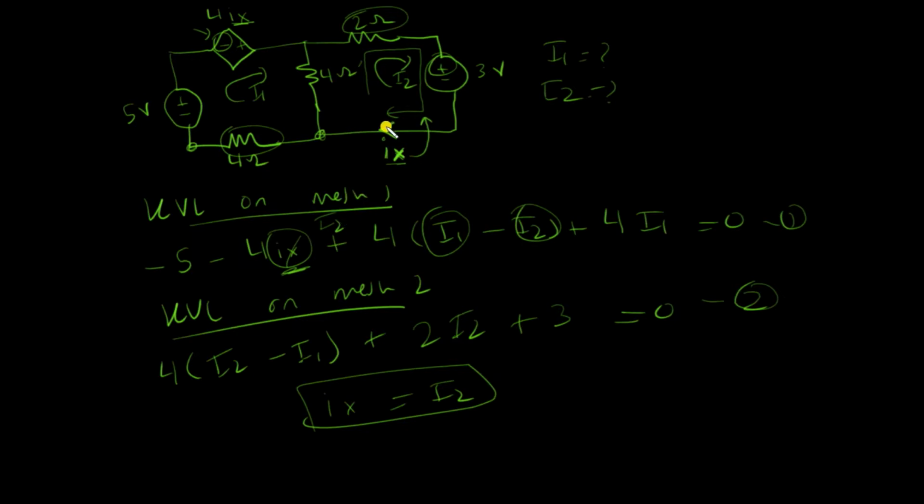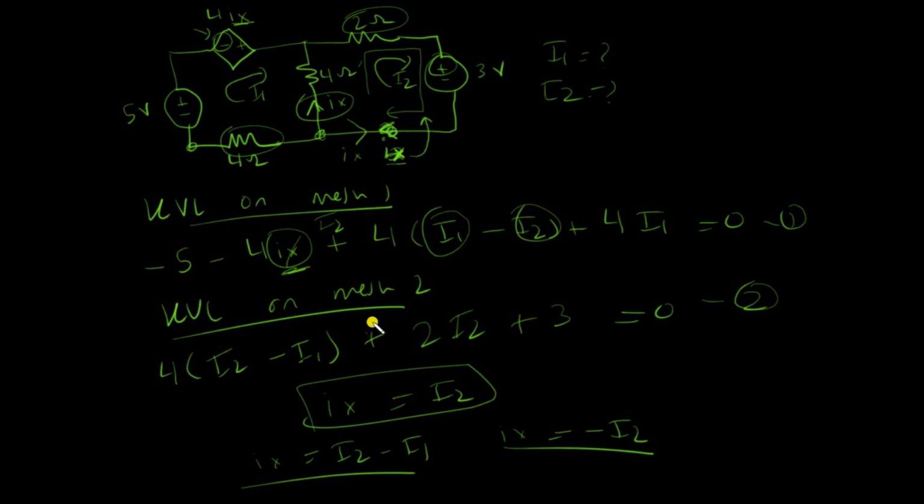Now Ix could also be in this direction, for example, and I would easily know that that means that Ix is equal to minus I2. Ix could also be going here, and I can clearly see that this is I2 minus I1. So in that case, Ix would be I2 minus I1.